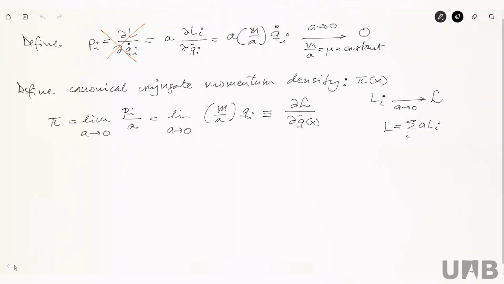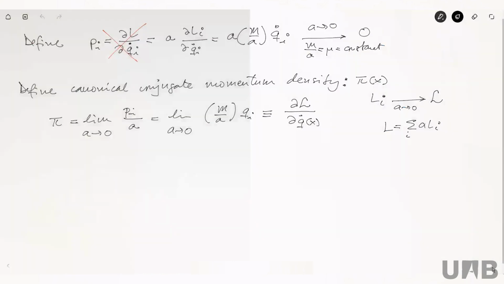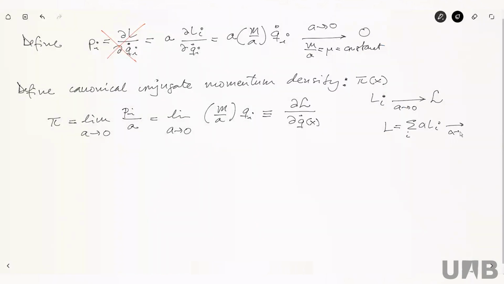So that's the thing that I had before. Okay, and this goes, in the limit A goes to 0, integral dx of the Lagrangian density. So this now is going to make sense. So we are talking about densities on both sides. So this is the density of canonical conjugate momentum, and this is the Lagrangian density. So that's the thing that I have to take the derivative of with respect to Q dot.